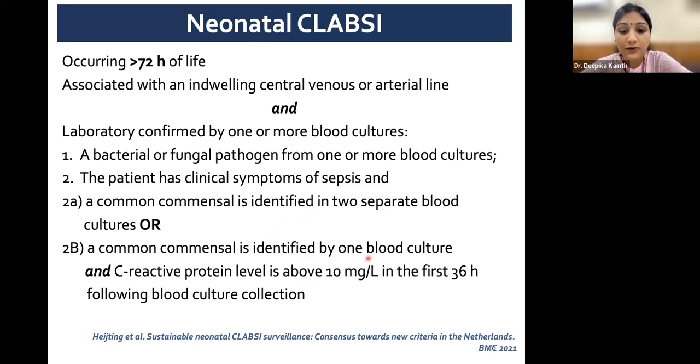And if it is only one culture, it has to be associated with some inflammatory marker elevation, like CRP more than 10 milligram per liter. This is not a very widely used definition for commensals, but it has recently been given as a new criterion in the Netherlands. And I thought it would be important to tell here because commensals are one of the common organisms which are implicated in CLABSI. So if we get two separate blood cultures growing a commensal, or a single blood culture with inflammatory markers raised, that will also classify as CLABSI.